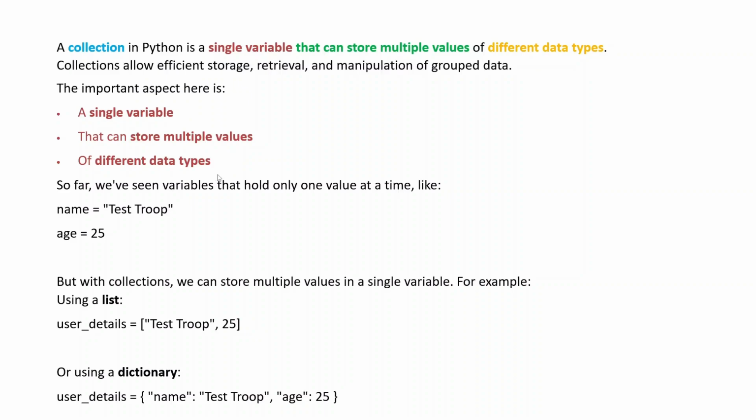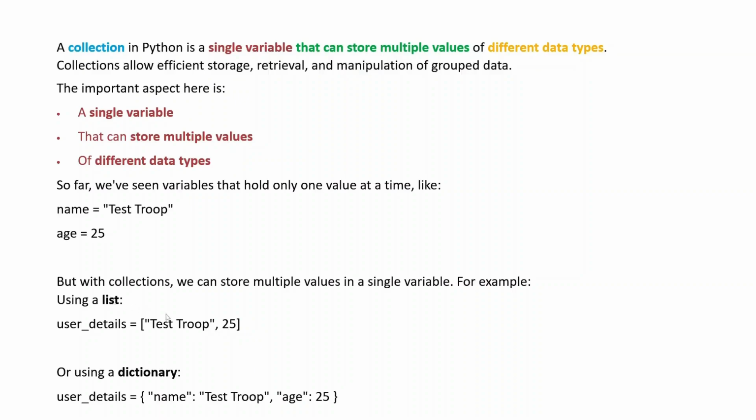If you have seen our earlier videos, we have explored variables that can only store one value at a time. For example, name as test troop, age is 25. But in case of a collection, you can store multiple values in a single variable. For example, the values stored in the two variables like name and age can be stored in a single variable called user detail list, like test troop, 25.